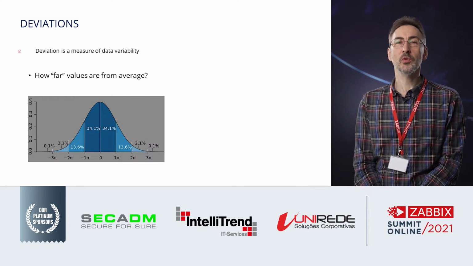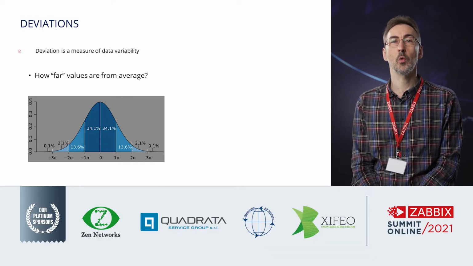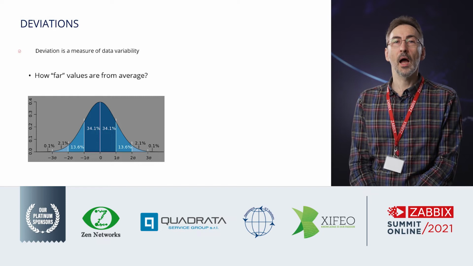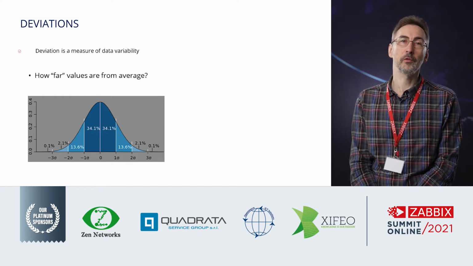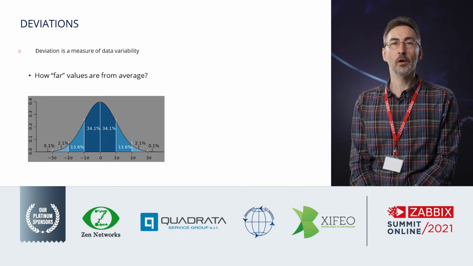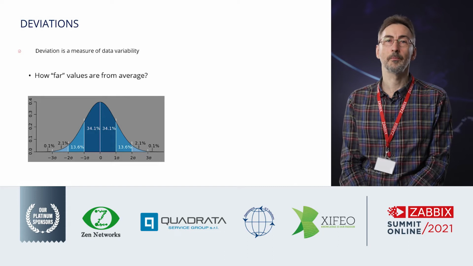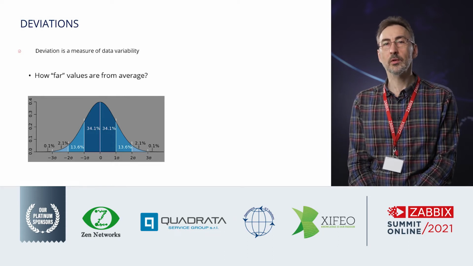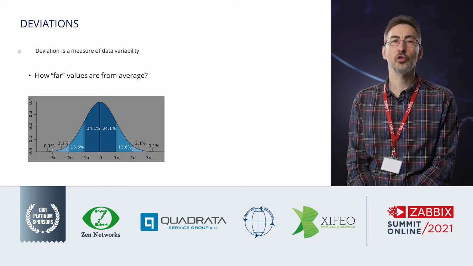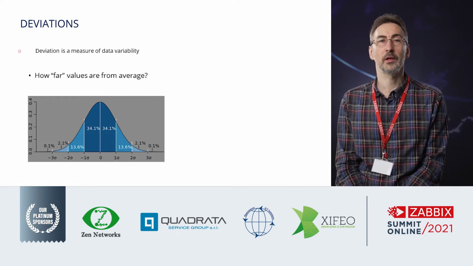Intuitively, we know that averages of large datasets rarely show the whole picture. A deviation is a measure of data variability. It answers the question how far is a typical value from an average value in a dataset. There are many ways to calculate a deviation, but the general idea is to get an average distance to a mean of a dataset.